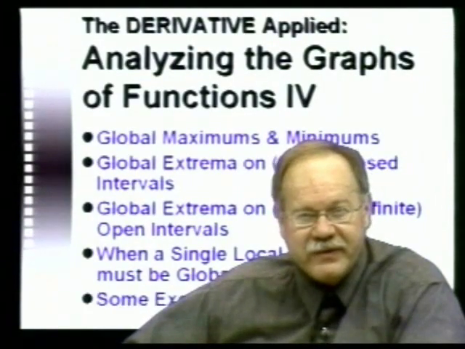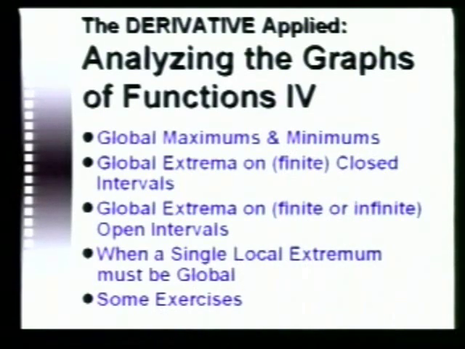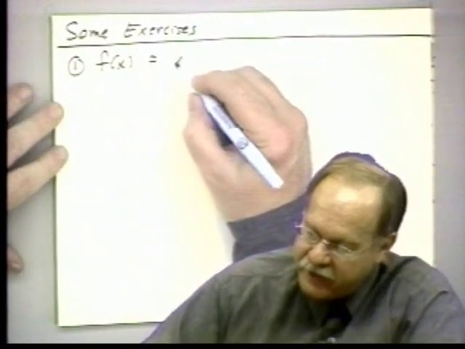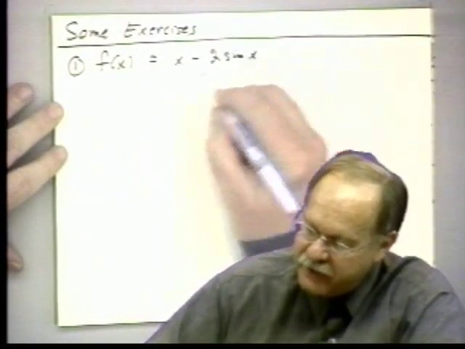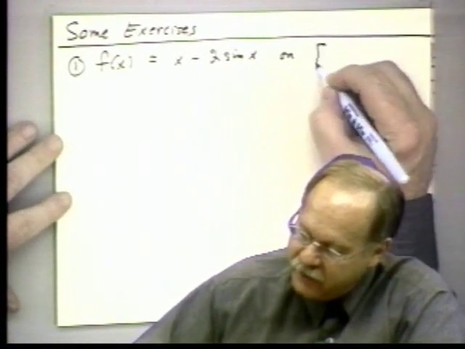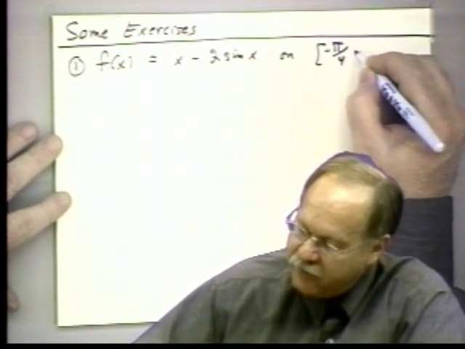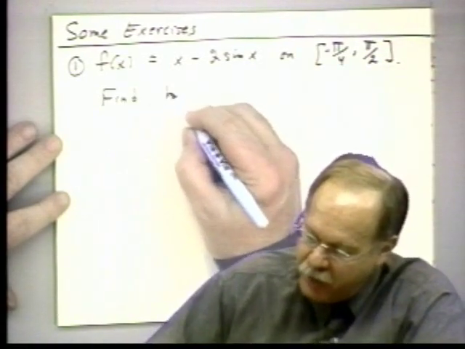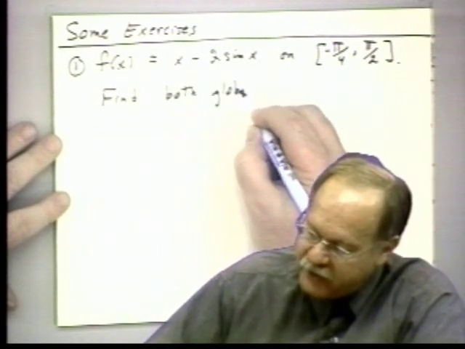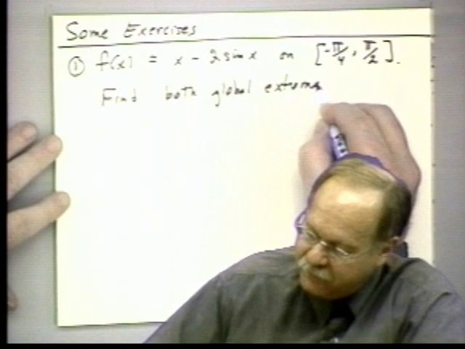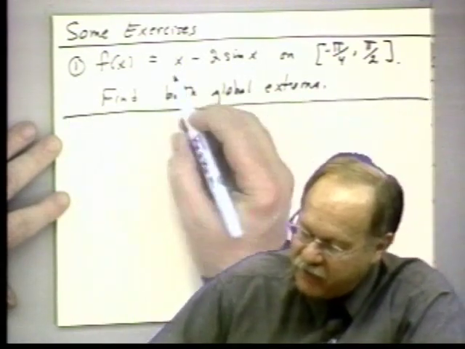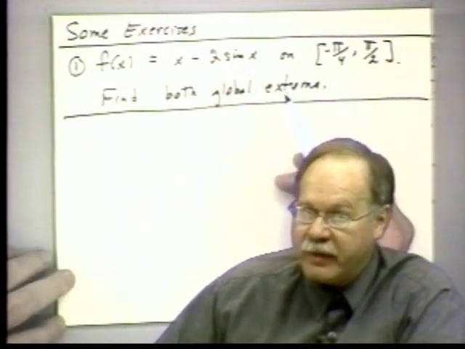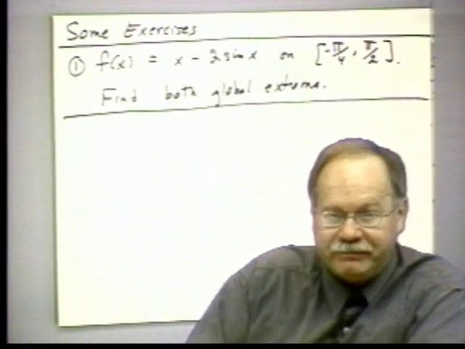Now for our final set of exercises involving the analysis of the graphs of functions. Suppose we take this function, f of x equals x minus 2 sine of x. We need some practice with the trig functions. On the closed interval from minus pi over 4 to, say, pi over 2, find both global extrema. Now I know they exist because this function is continuous and this is a closed interval, so I know I have a global maximum and a global minimum. Your job now is to find both of them.